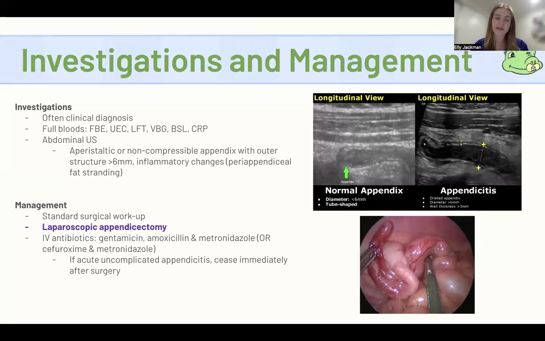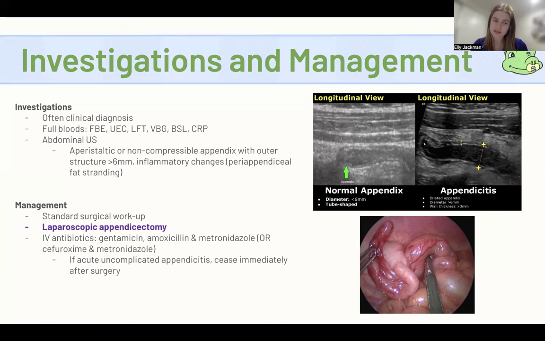In terms of management, it'll be your standard surgical workup that we discussed earlier, but the definitive management is a laparoscopic appendicectomy. This should be done within 24 hours of presentation, and it should be done very urgently if it is a complex or complicated appendicitis.